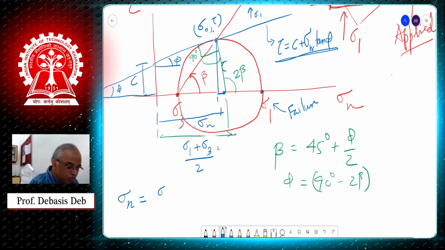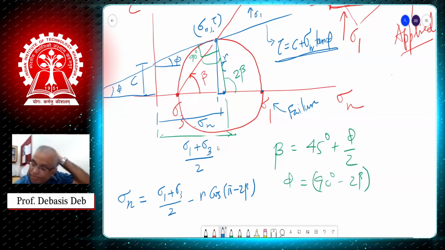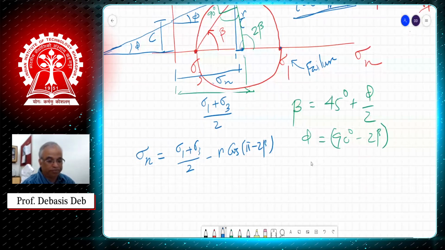Sigma n equals to sigma 1 plus sigma 3 by 2 minus, if I get the radius r, so r, what should I write? Cos pi minus 2 beta, right? See, what is this angle? And this is the radius r. Okay, so this is what is sigma n.